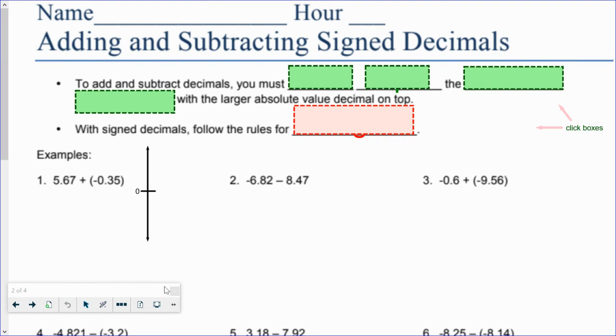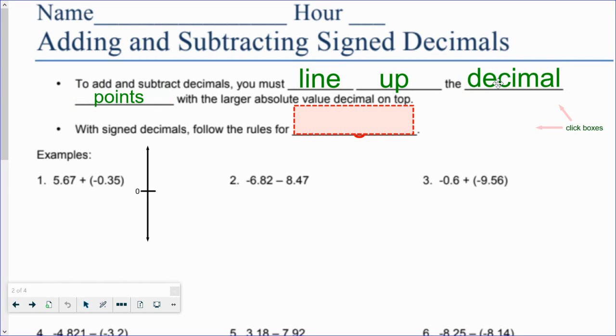Alrighty, so starting with, to add and subtract decimals, you must line up the decimal points. Okay, you have to have those lined up so that you are adding and subtracting with the correct place value. And you always want to do this with the larger absolute value on top. So it doesn't matter if it's positive or negative, whichever one is farther away from zero, that one will always go on top.